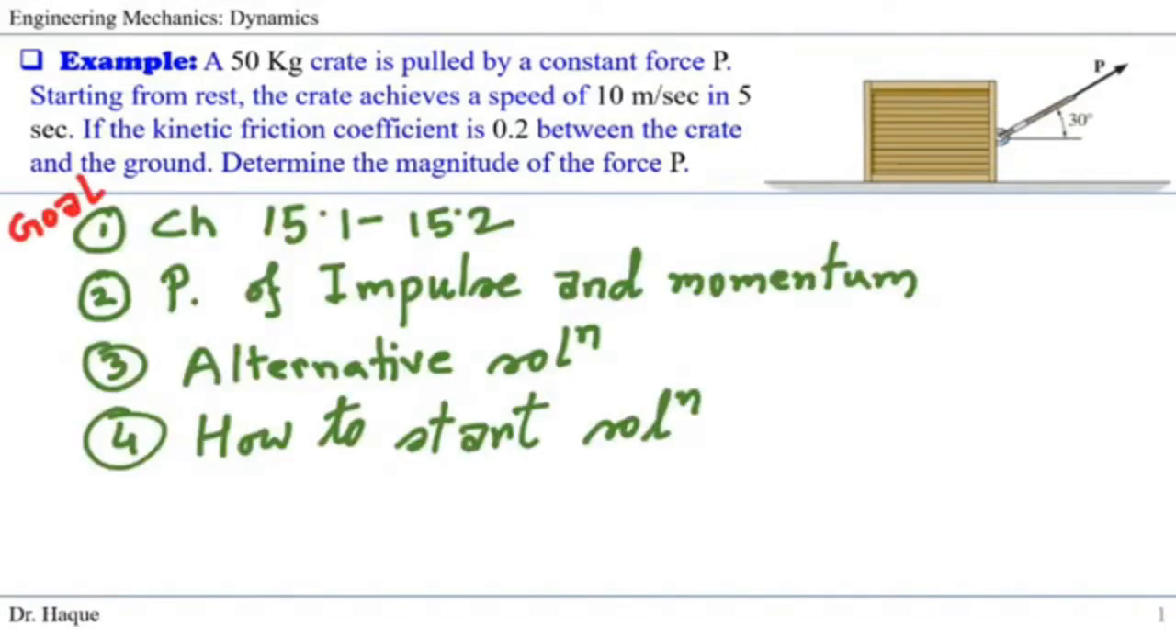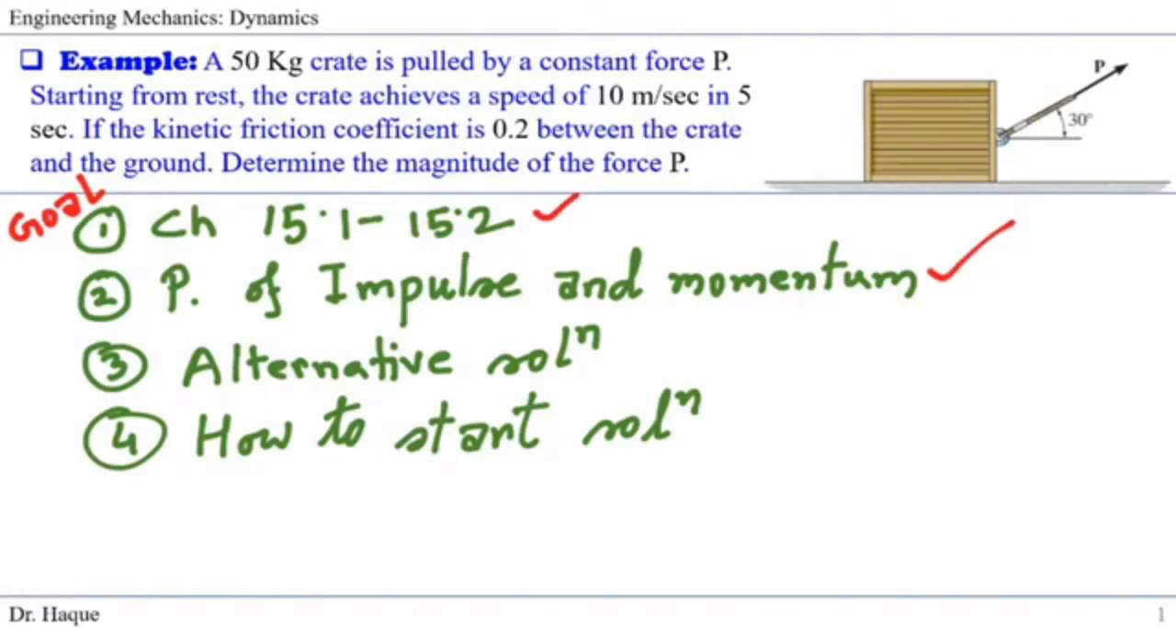What is our learning goal for today? We have finished chapter 12 to chapter 14. We're going to start chapter 15, and today we're going to cover chapter 15.1 to 15.2 of our textbook from Hibbeler 14th edition. In this section, we're going to cover the principle of impulse and momentum.